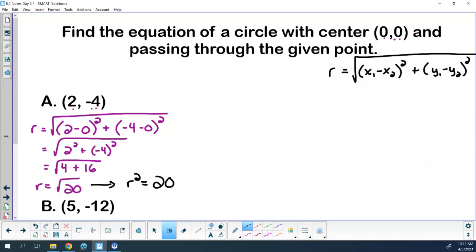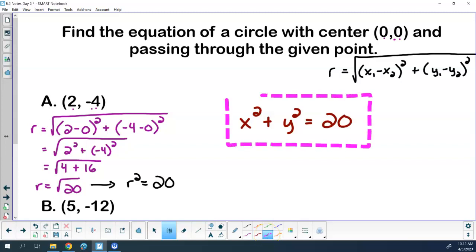But because we're going to the equation, x minus h, well that's x minus 0, right? So that's just going to be x squared, plus y minus k, well k is 0, so that's just going to be y squared, equals 20. And that's the equation of a circle that has a center at the origin, and it goes through the point 2 comma negative 4.